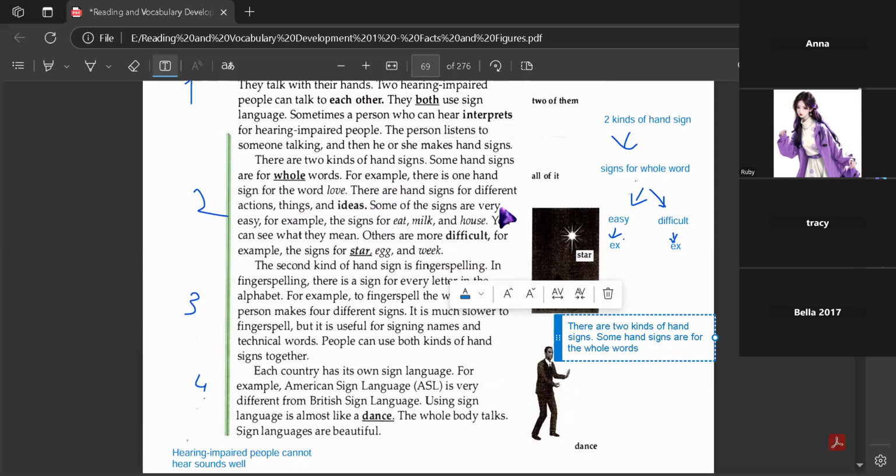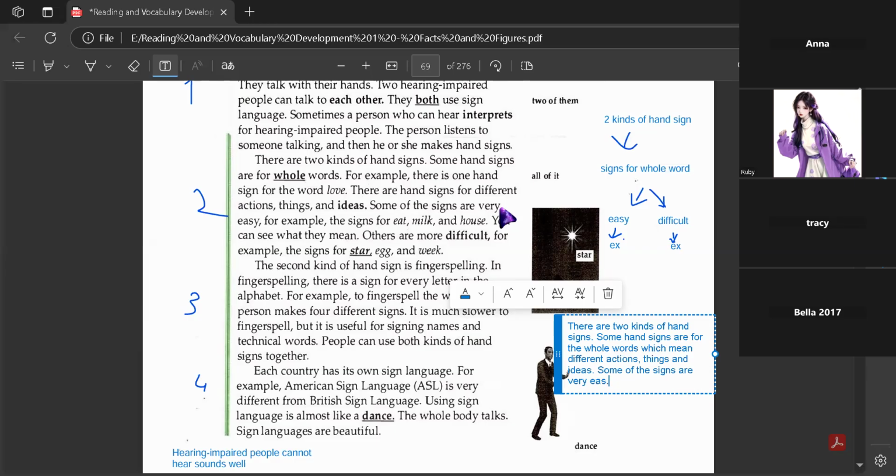Some hand signs are for the whole word, which means different actions, things, and ideas. Some of the signs are very easy.